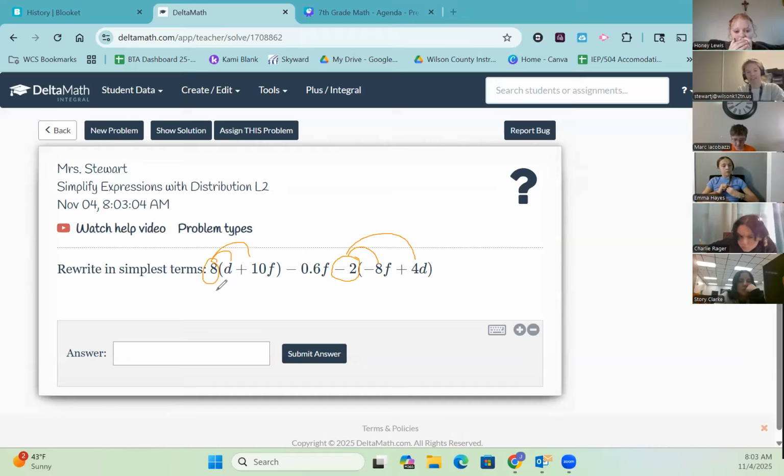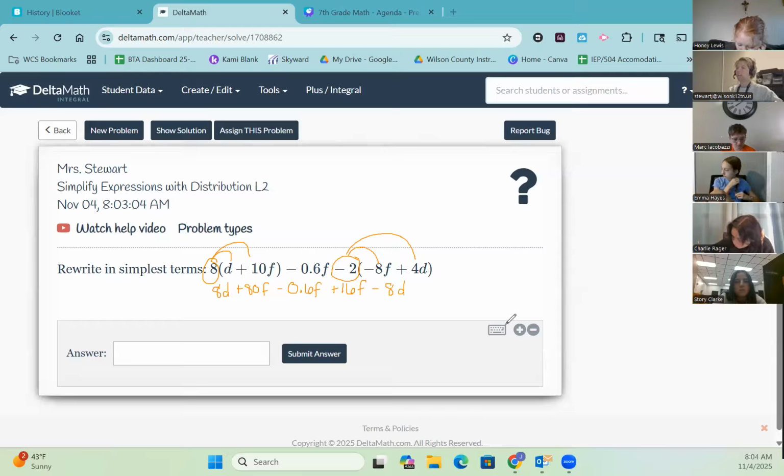8 times D is 8D. 8 times 10F is 80F. Again, the negative 0.0F stays the same. And then negative 2 times negative 8 is positive 16F. And then negative 2 times positive 4D is negative 8D.